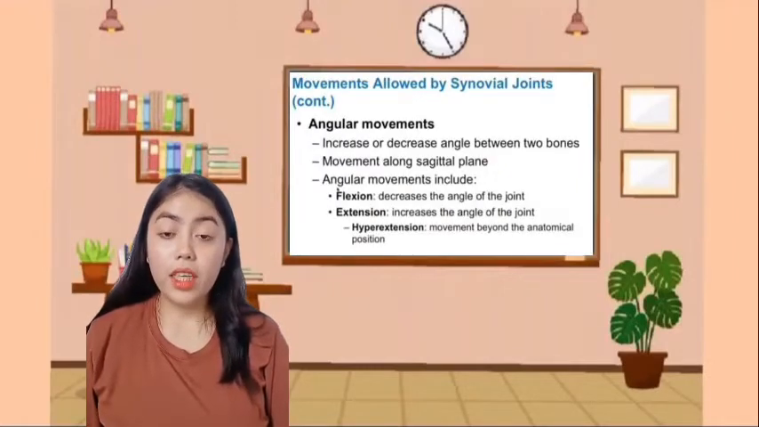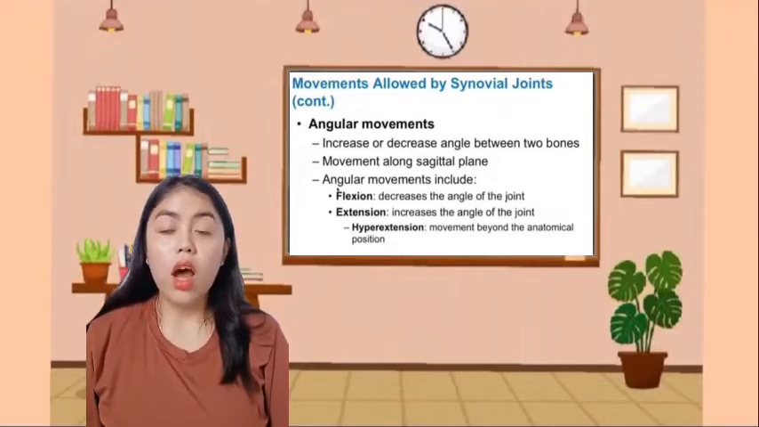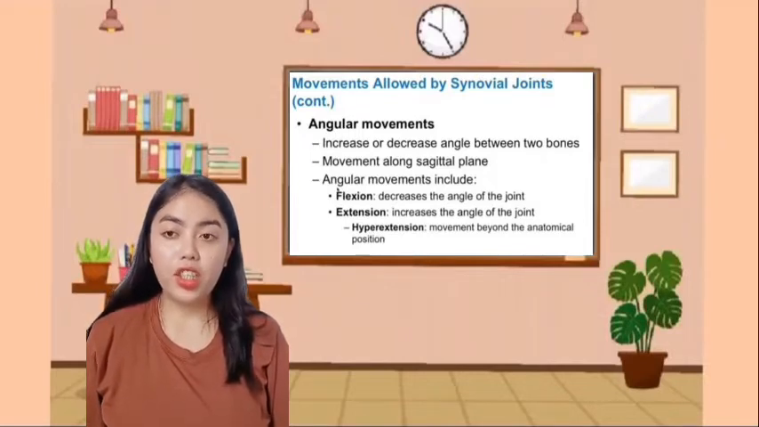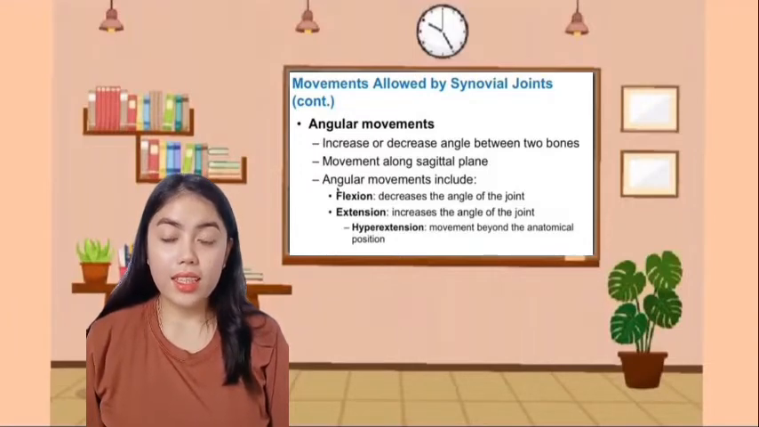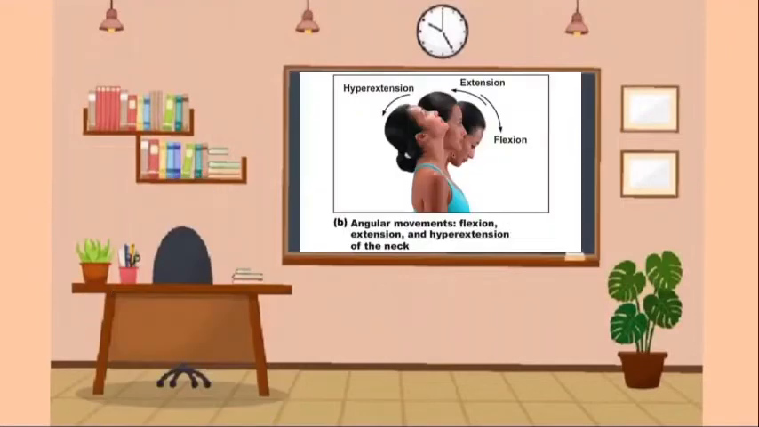Angular movements. Increase or decrease the angle between two bones. Movement along the sagittal plane. Angular movements include flexion, which decreases the angle of the joint. Extension increases the angle of the joint. Hyperextension is movement beyond the anatomical position. An example of this: think about the neck in anatomical position. There's an angle here between your neck and the chest.